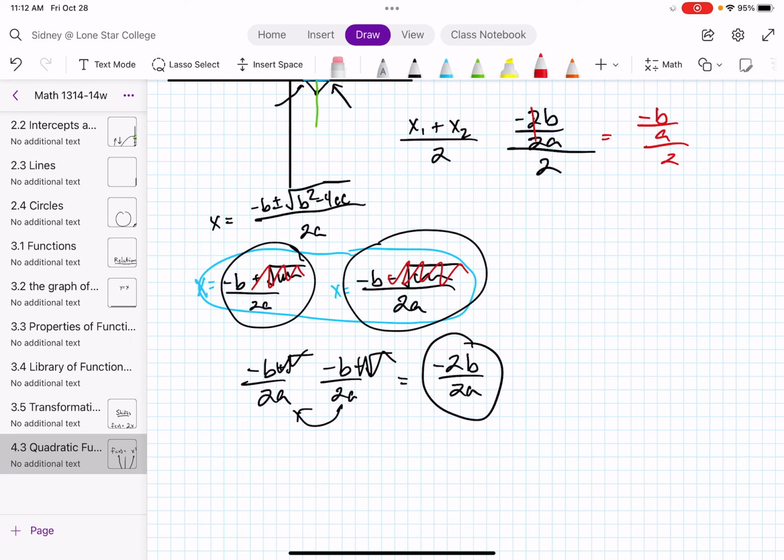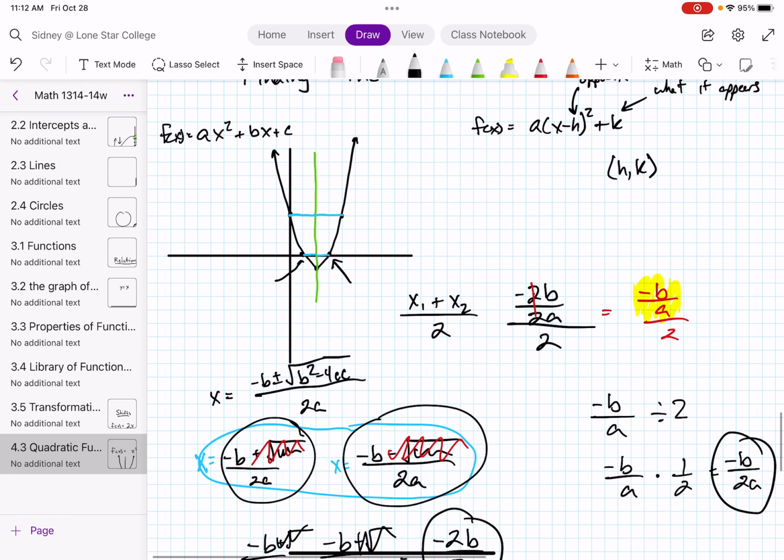This is visually confusing. It's weird to have fractions inside of fractions. So we have the piece on top, which is a fraction, divided by 2. Well, remember your dividing fraction rules. Dividing fractions is flip the second number and multiply. So if I write this as negative b over a divided by 2, the multiplicative inverse of 2 is 1/2, which means we could rewrite this as times 1/2, which gives me negative b over 2a. Now this negative b over 2a, that is the axis of symmetry, that is that mirror image.